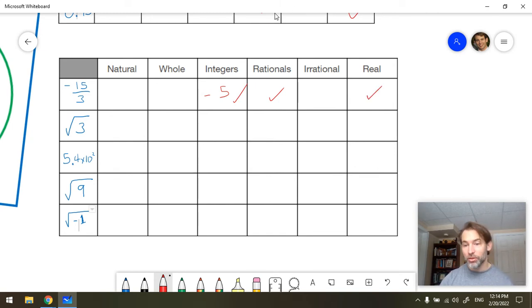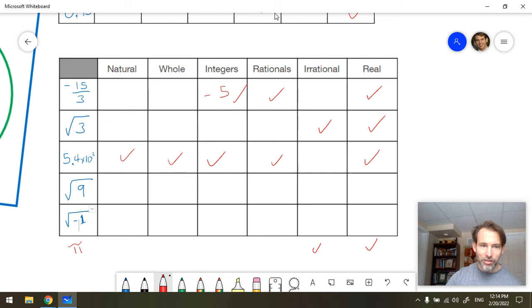We didn't see any examples of irrational numbers up there, but here's one. That's an irrational number, but it's also a real number. Okay, pi. If I had pi on the chart, it would also be an irrational real number. 5.4 times 10 to the 2 is a natural number, whole number, integer. It's not irrational, and it's a real number.